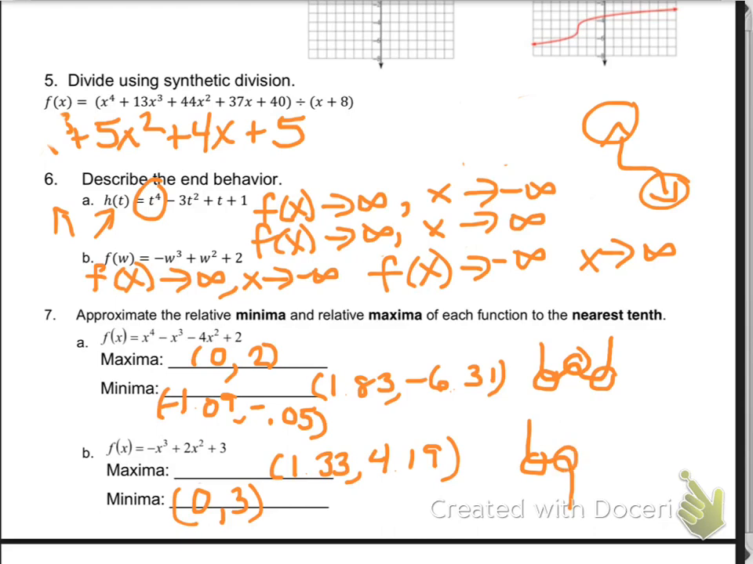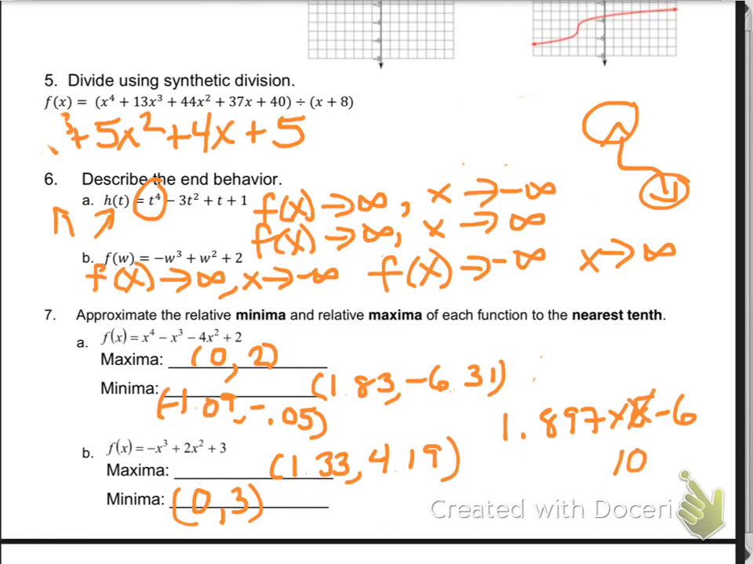Now I want to warn you, for both of these graphs, I got a number that was an exponential. So it was like 1.897 times e negative 6. All right, so that e is instead of 10. So that's 10 to the negative 6. Which means that you would move this decimal 6 units. 1, 2, 3, 4, 5, 6. Do you see how that's essentially just 0?